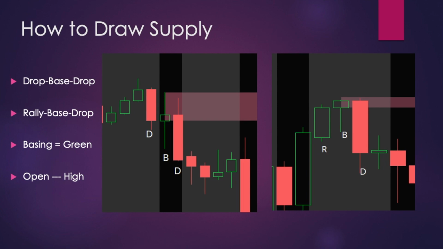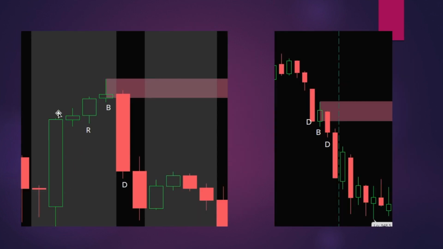So the basing candle must be green, as we want to see a temporary stop in aggressive initiating selling in the market. So as a consequence, we draw supply zones from the open of the green basing candle all the way to its top. So as you can see here, from the open of the green basing candle to its top. So here are some other examples of RBD and DBD, rally base drop and drop base drop. These are the two supply zone formations.